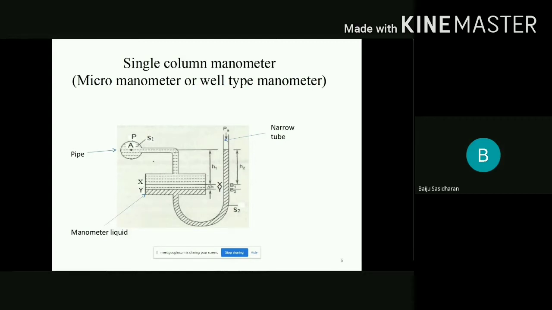Then this limb is connected to a large reservoir. This reservoir has the manometric liquid, and from that reservoir, the manometric liquid is connected to this right limb. Before connecting to this pipe, the level of the manometric liquid in the large reservoir is x. At that time, what will be the condition? We have Pa plus ρ1 into g into h1 on the left side. What will be the right side? That is ρ2 into g into h2.